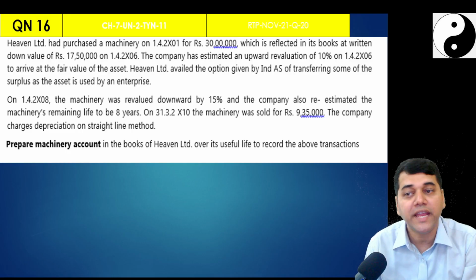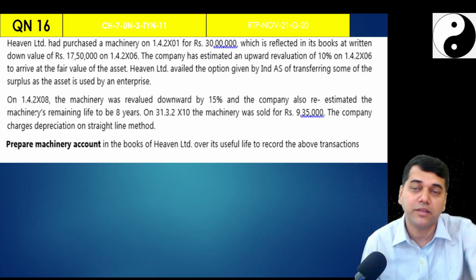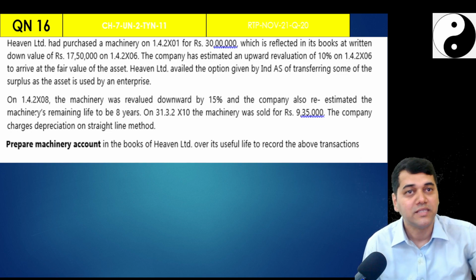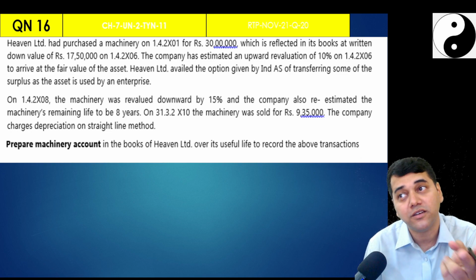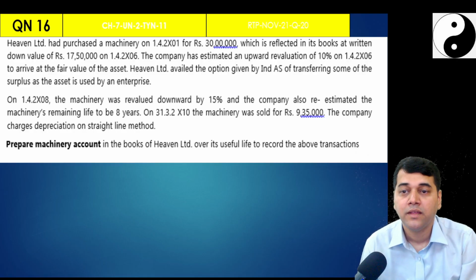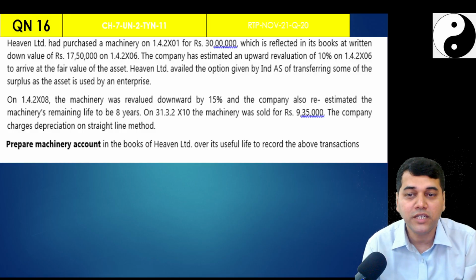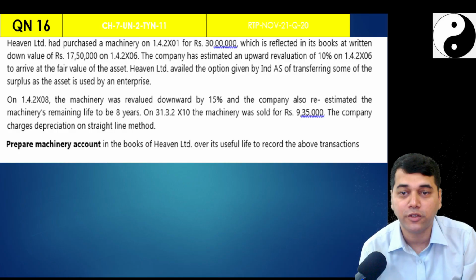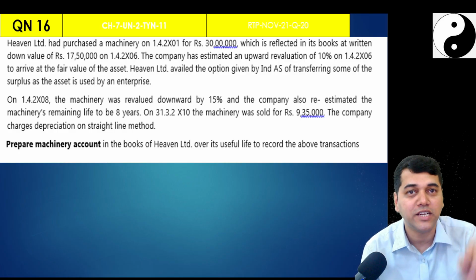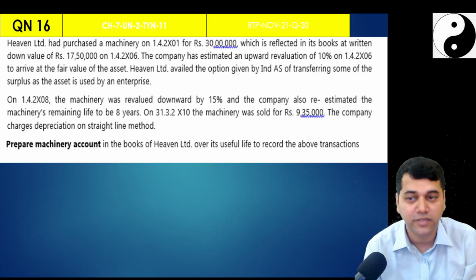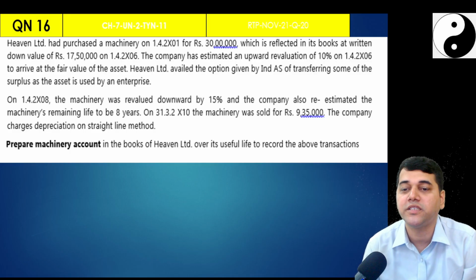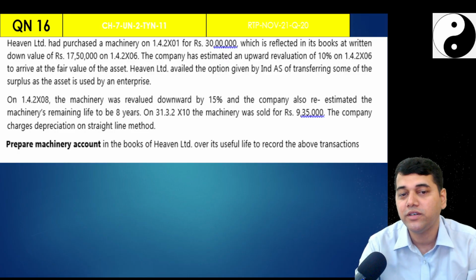On 1/4/2008, that means again after 2 more years, 2006, 7, 8, 2 years finished, and on the first day of the 3rd year, the machinery is revalued downward by 15%. And the company re-estimated the remaining life to be 80 years. Now on 31st March 2010, 2 more years went on, the machinery was sold for 9,35,000. The company charges depreciation on SLM. You need to prepare the machinery account in the books of Heaven over its useful life to record the above transaction.